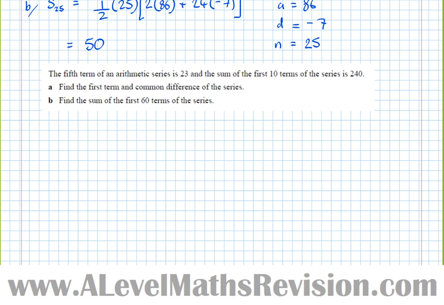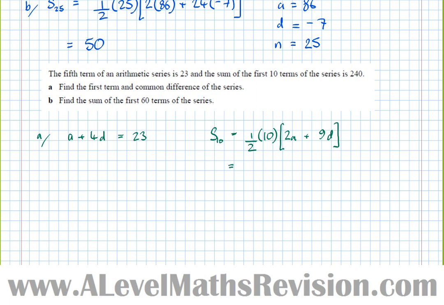So to start this off, part A. It says the fifth term of an arithmetic series, so a plus 4 differences, equals 23, and the sum of the first 10 terms, S10. We know the formula for that: a half n, 2a plus (n minus 1), which is 9, d. And I think the key before moving on is to simplify that.